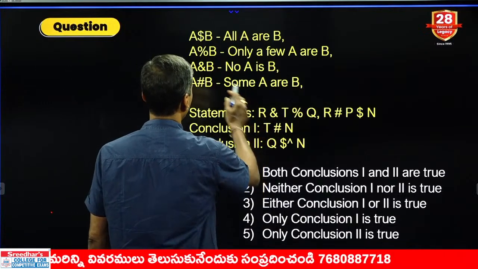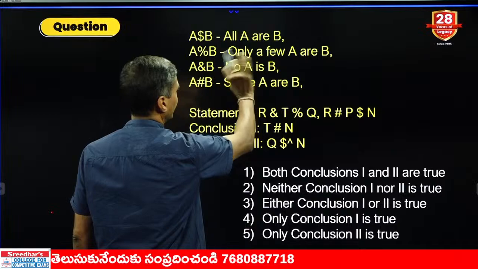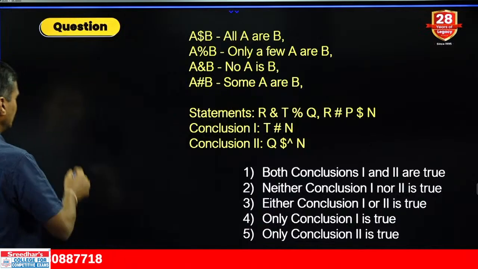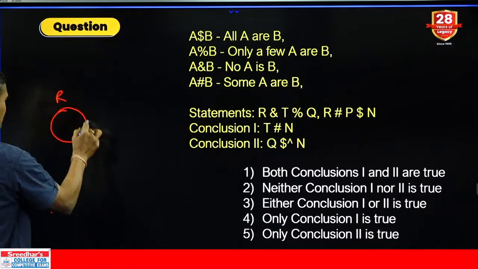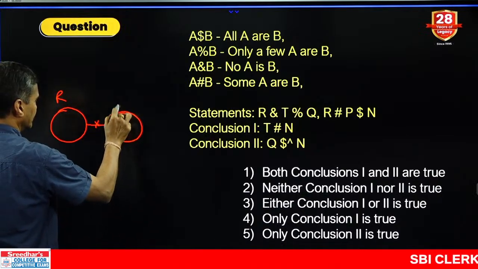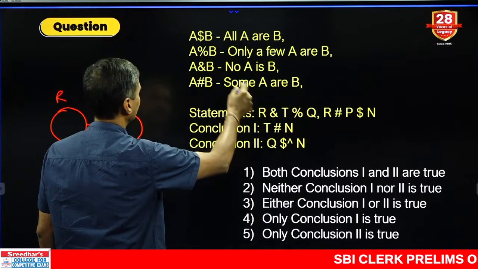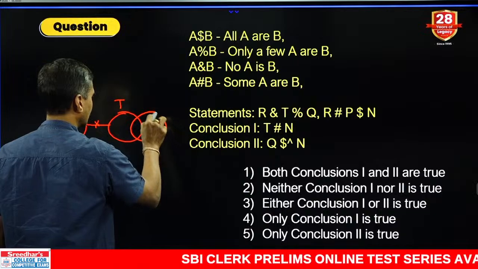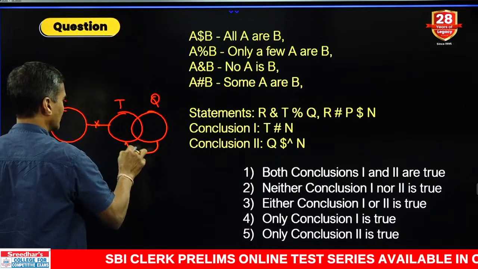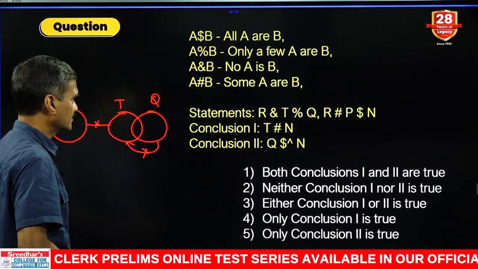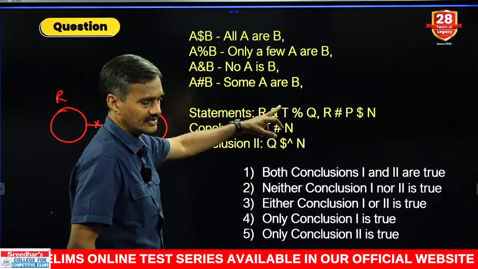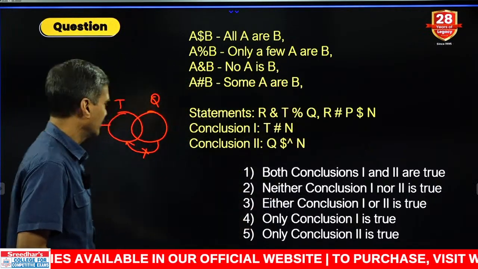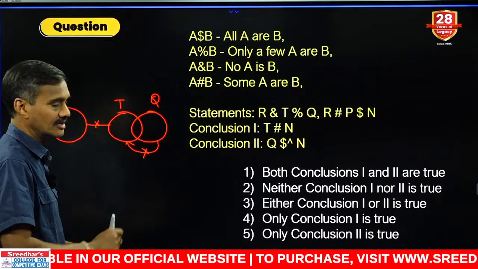Now coming back to this one. What does the end symbol stand for? Now in all the cases we are moving from A to B only. Then end stands for no A is B. That is, no R is T. R is here and T is here, no intersection between R and T. Now follow here. And the percentage symbol: only some T's are Q. That means these Q's belong to only some T's but not all. Only a few T's are Q, that means Q's belong to only some T's but not all.